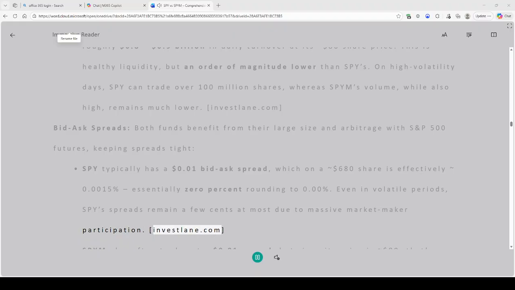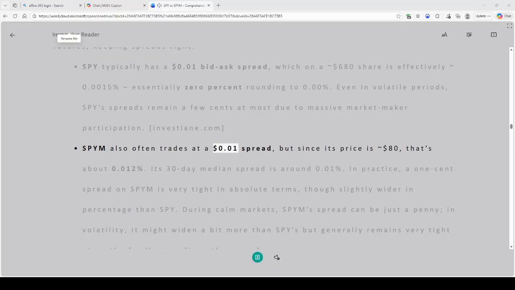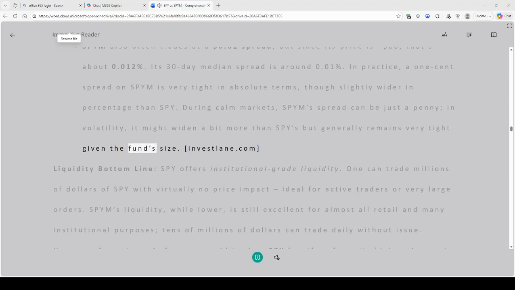SPYM also often trades at a 1-cent spread, but since its price is $80, that's about 0.012%. Its 30-day median spread is around 0.01%. In practice, a 1-cent spread on SPYM is very tight in absolute terms, though slightly wider in percentage than SPY. During calm markets, SPYM's spread can be just a penny. In volatility, it might widen a bit more than SPY's but generally remains very tight given the fund size.